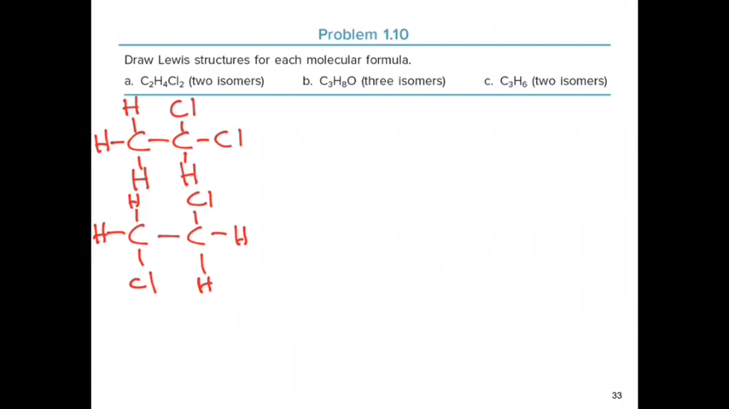C3H8O. So it says that we have 3 isomers for this compound. Generally, the larger the number of carbons, the more isomers there are. So we have 3 carbons, so we're just going to connect 3 carbons, 1, 2, and 3. And then we're going to distribute the terminal atoms. So 1, 2, 3, 4, 5, 6, 7, and 8.